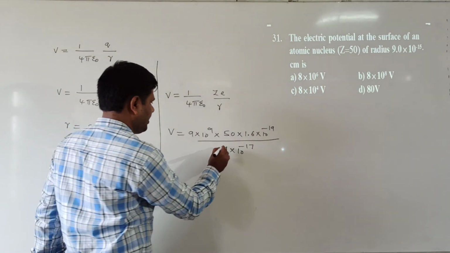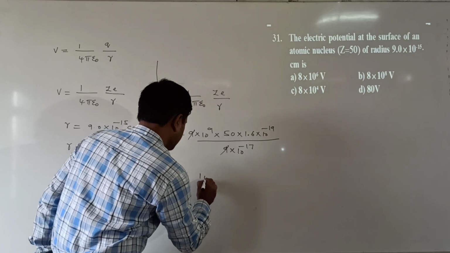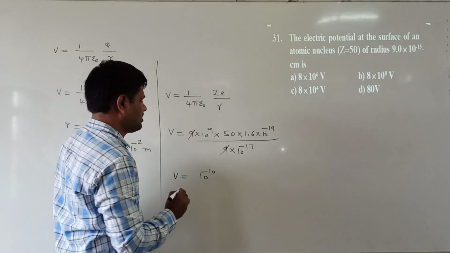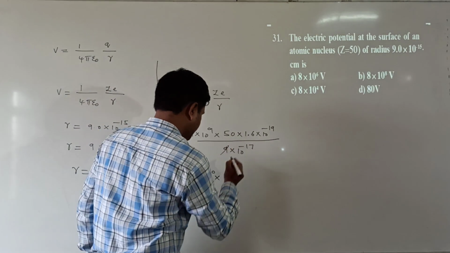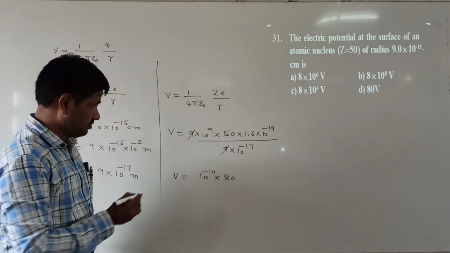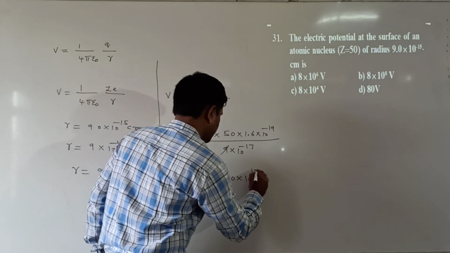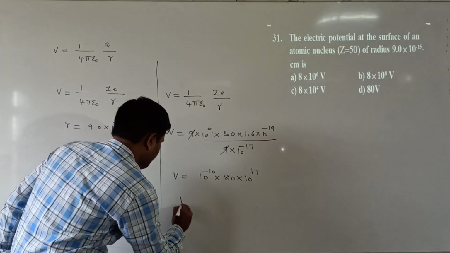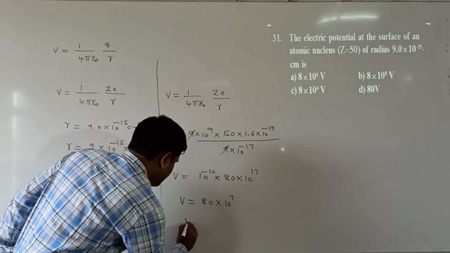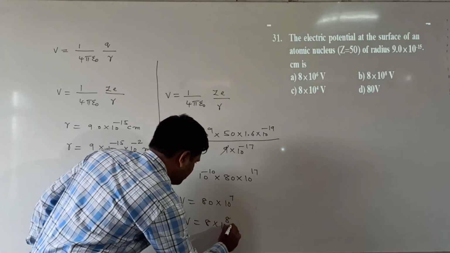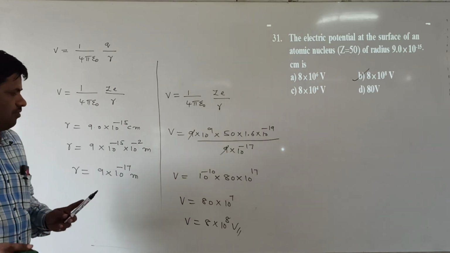Now what are we getting here? The 9 gets cancelled. Now V is equal to 10 power of 9 into 10 power of minus 10, into 50 into 1.6. 50 times 1.6 gives us 80. The 10 power of minus 10 cancels, and into 10 power of 17 comes here. V is equal to 80 into 10 power of 7, or V is equal to 8 into 10 power of 8 volt. So which option is correct here? Option B is correct: 8 into 10 power of 8 volt.